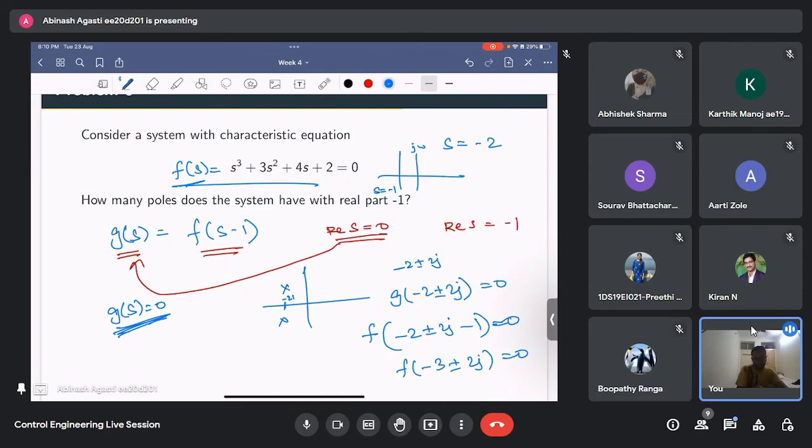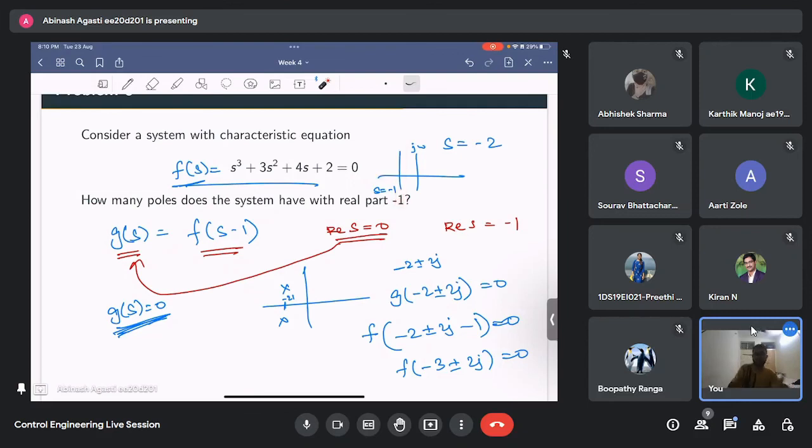So what I got was, if there are any poles on the left half plane for g(s), then those poles are on the left side of the s = -1 line for f. So for f we got them at -3 + 2j. Here it was -2 + 2j. So basically it is shifted by 1 from this line.